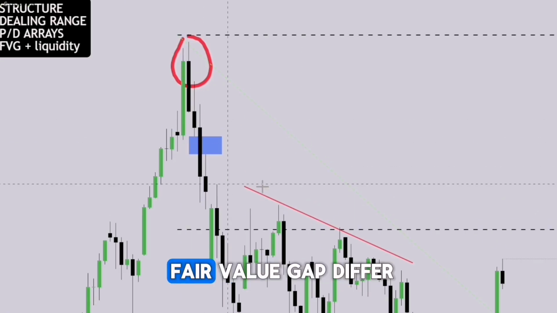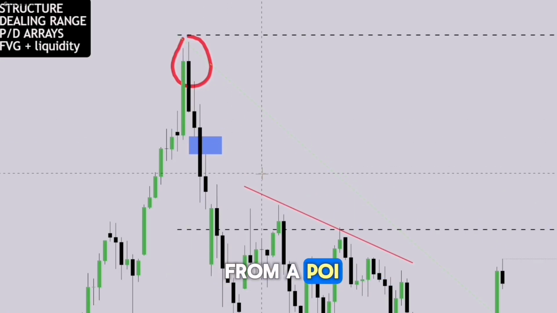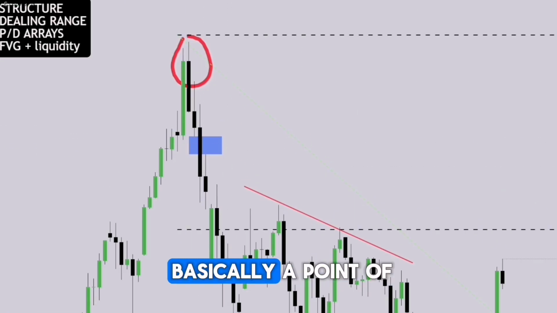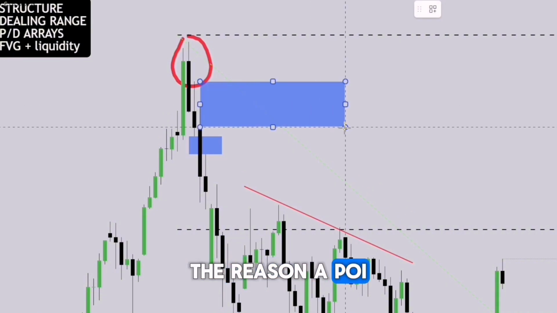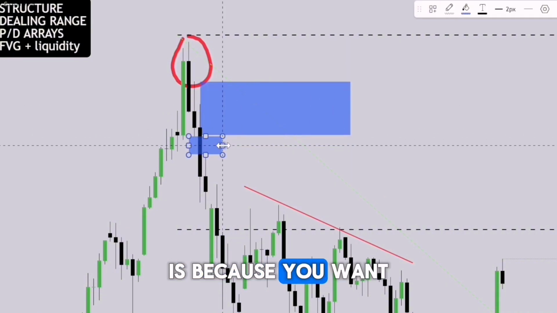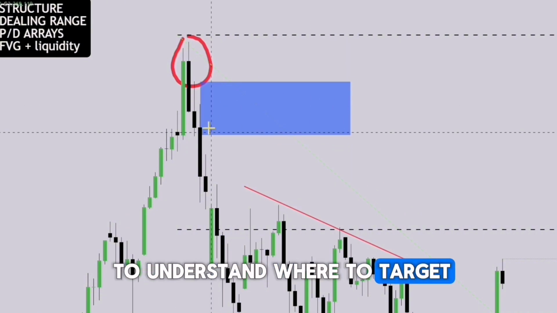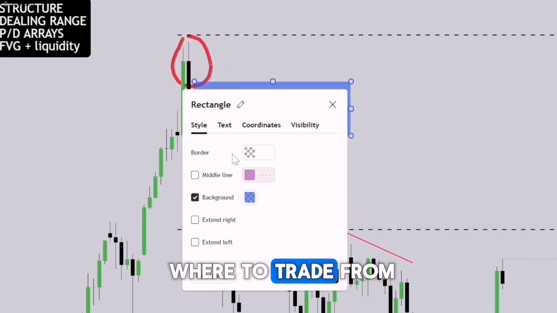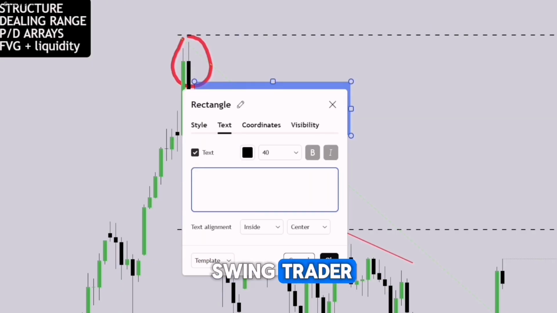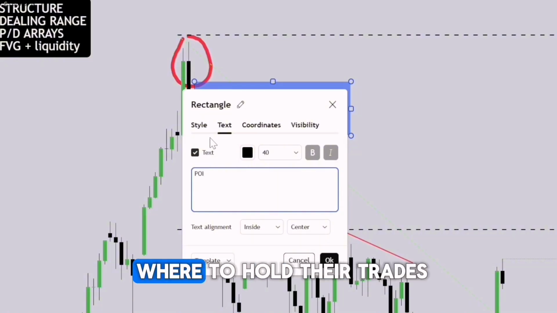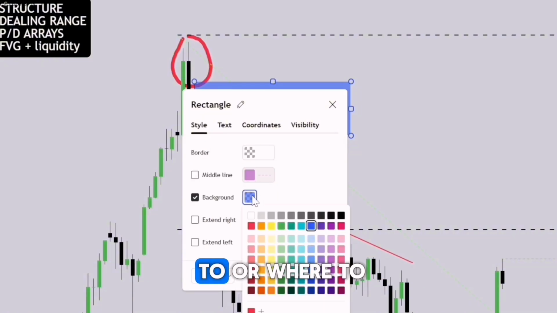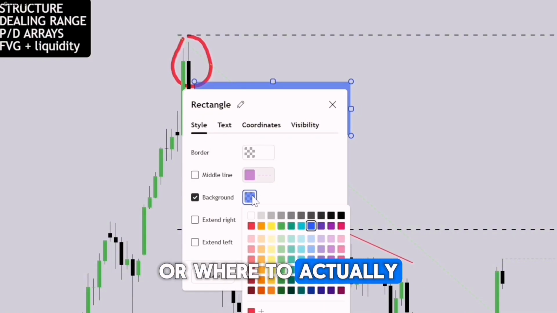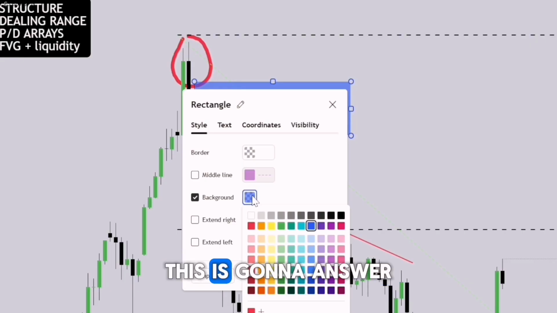So how does a fair value gap differ from a POI? A POI is basically a point of interest. The reason a POI is so important is because you want to understand where to target and where to trade from. This will tell you where to target and where to trade from, which is exactly what you need as a swing trader. So if you're a swing trader who doesn't know where to hold their trades, where to hold up to, or where to sell down to, or where to actually sell in the first place, this is going to answer your questions. And so this is our POI.